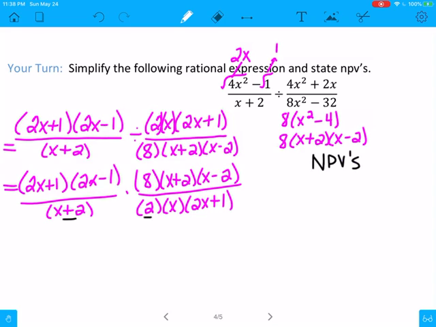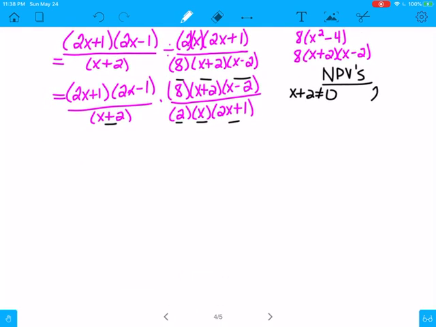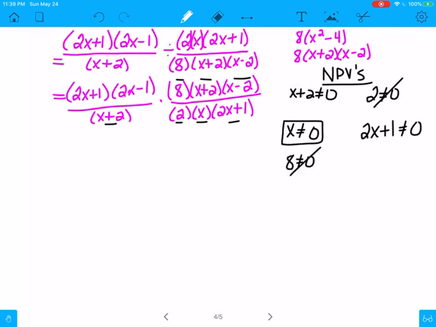It's going to be this one, this one, this one, this one, this one, this one, this one. There's lots. So I get x plus 2 cannot equal 0. 2 cannot equal 0, but that's not an NPV. X cannot equal 0. That one's done. 2x plus 1 cannot equal 0. 8 cannot equal 0, which is true but not a non-permissible value. X plus 2 I've already stated up here. And then I just have left x minus 2 cannot equal 0.